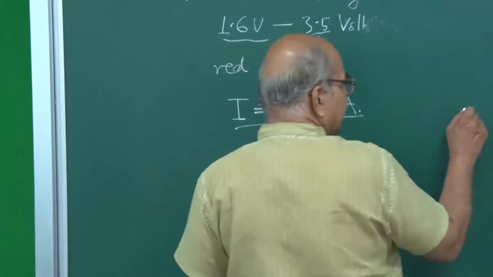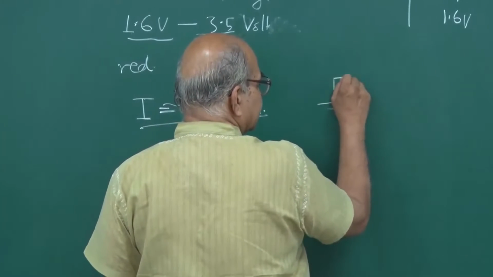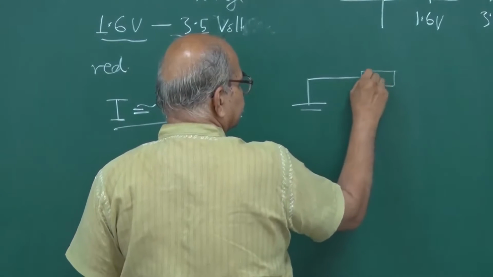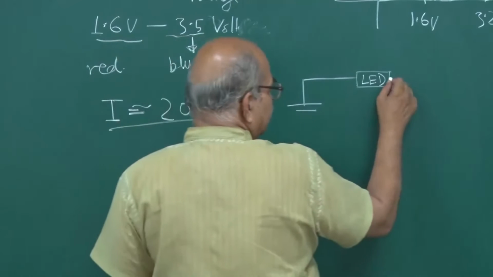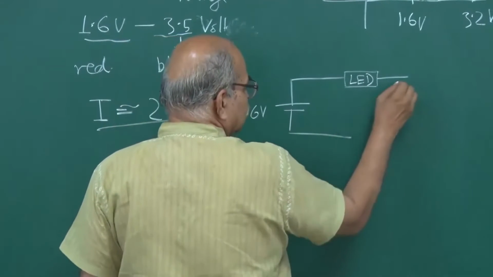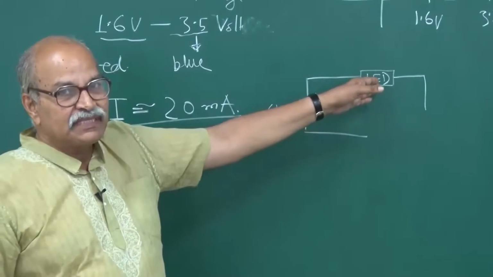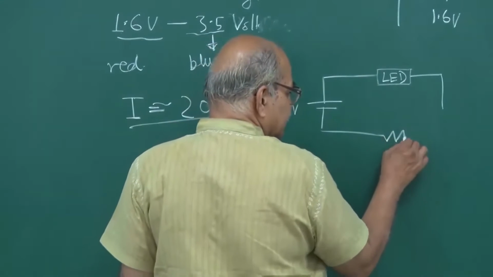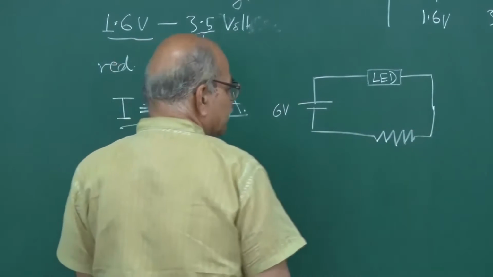Suppose you have a 6 volt battery, and you want to connect this LED here in forward bias, all right? And this is 6 volt. So if you want to send only 20 milliamperes here, what should you do? You should apply some kind of a resistance here.